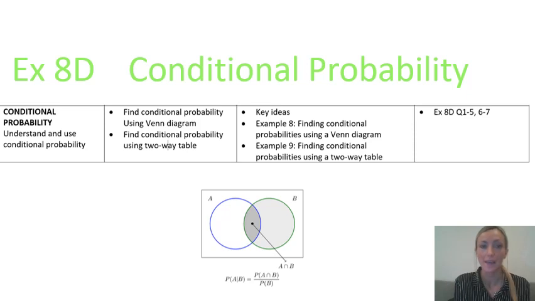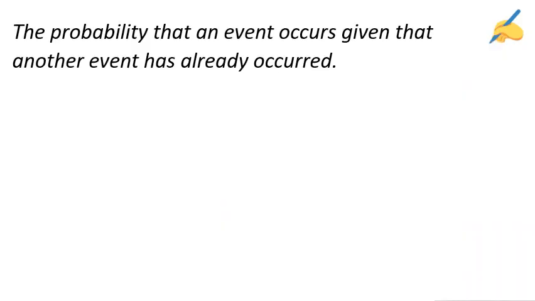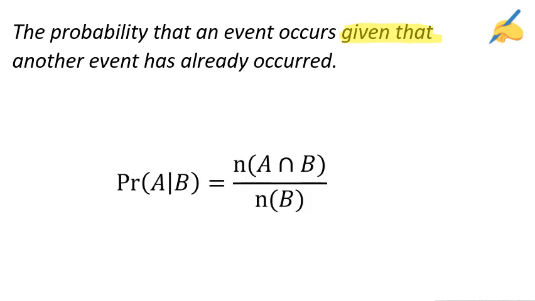Today's lesson is exercise 8D, Conditional Probability. Conditional probability is the probability that an event occurs given that another event has already occurred. So this is like the formula: the probability of A given that B has already occurred.